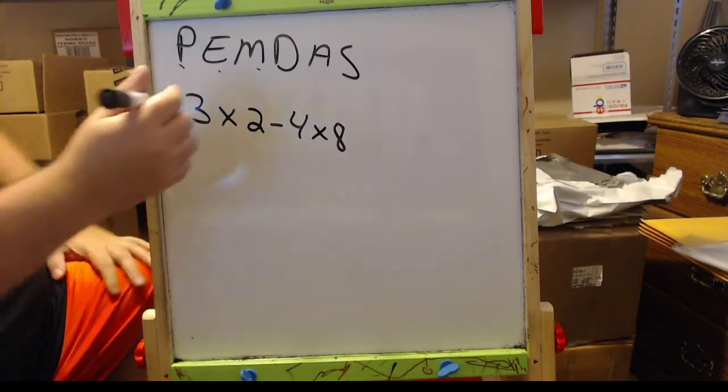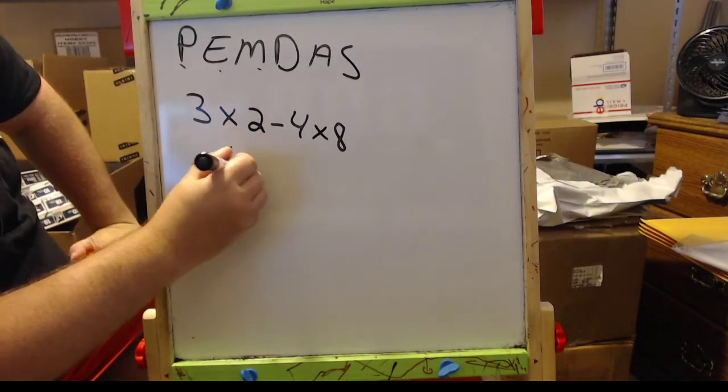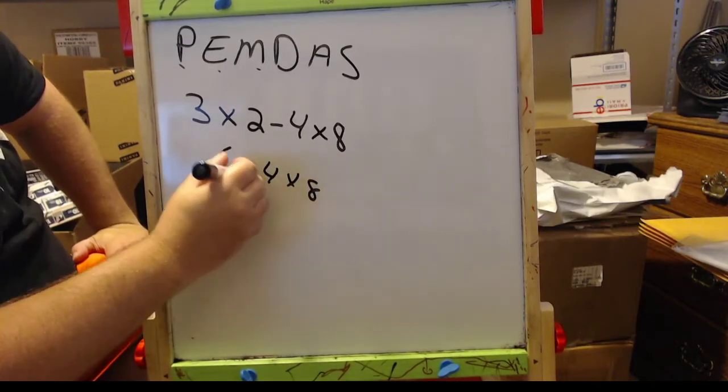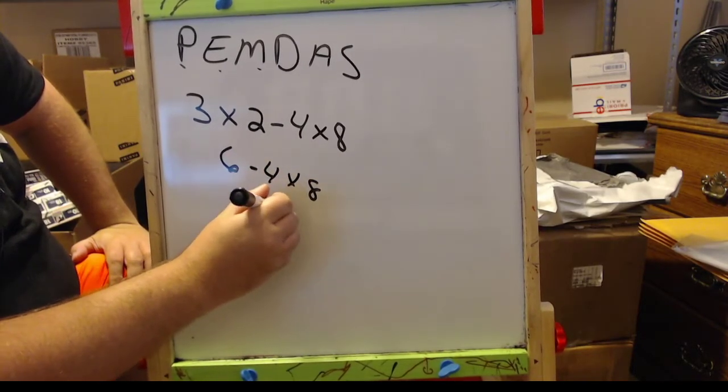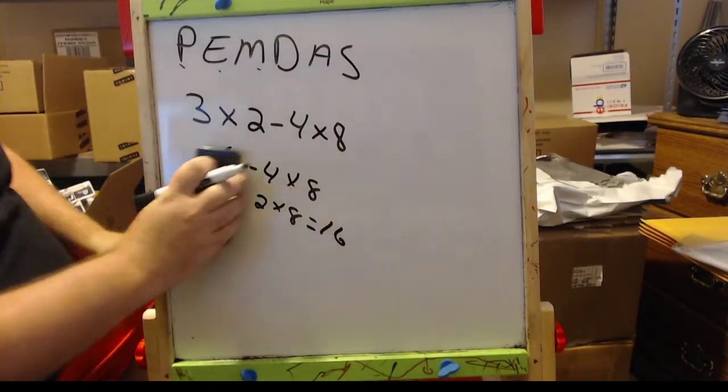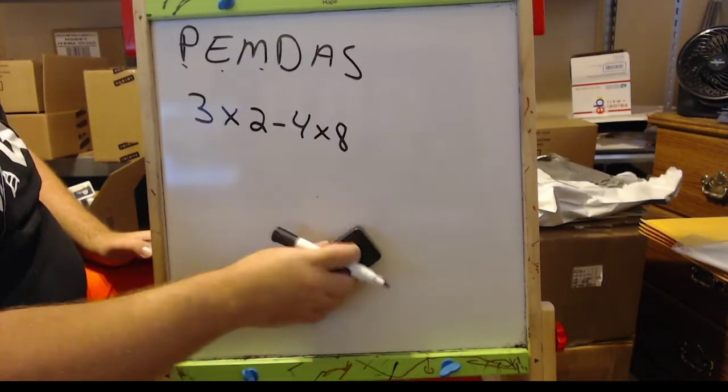Well, a lot of people want to work left to right and go 6 minus 4 times 8. And then say 6 minus 4 is 2 times 8. And then we're left with 16. Well, it's not really how it works.